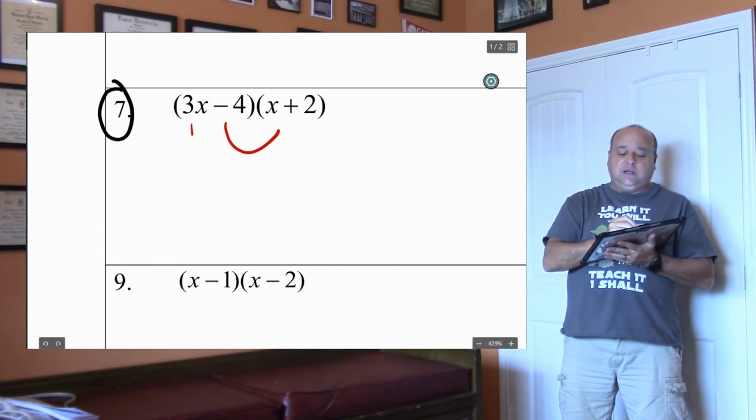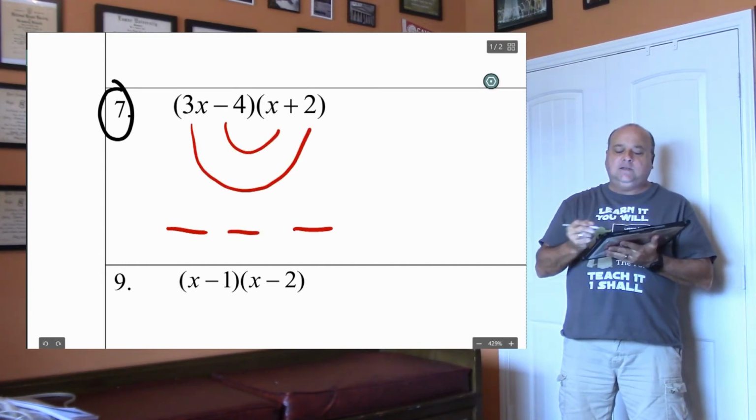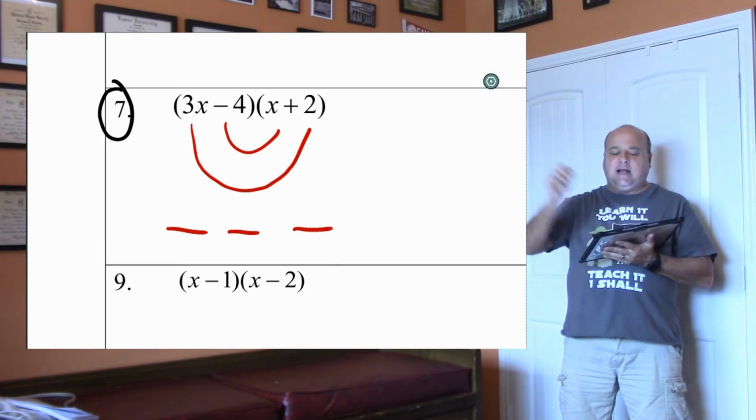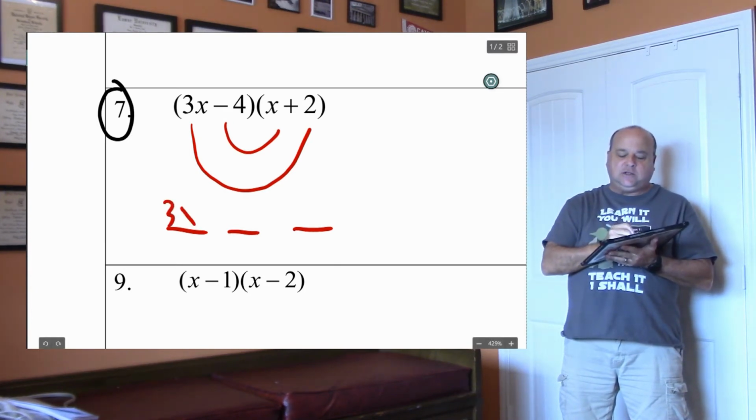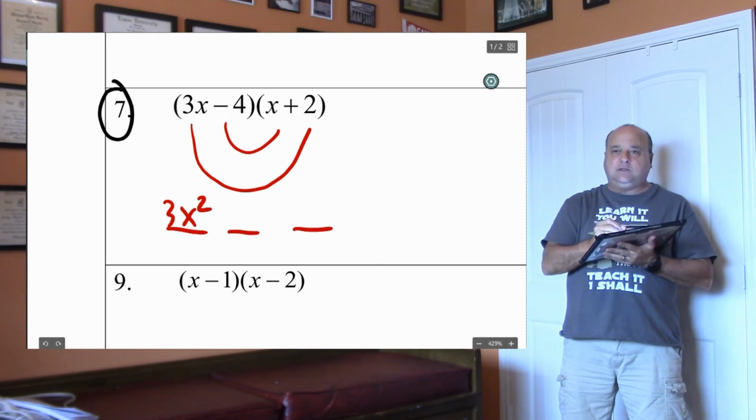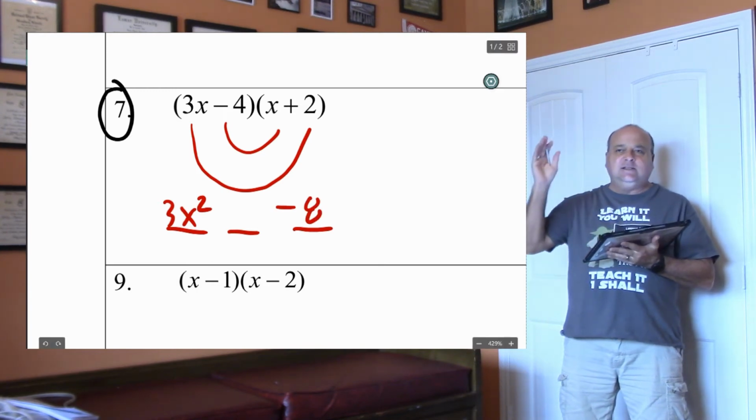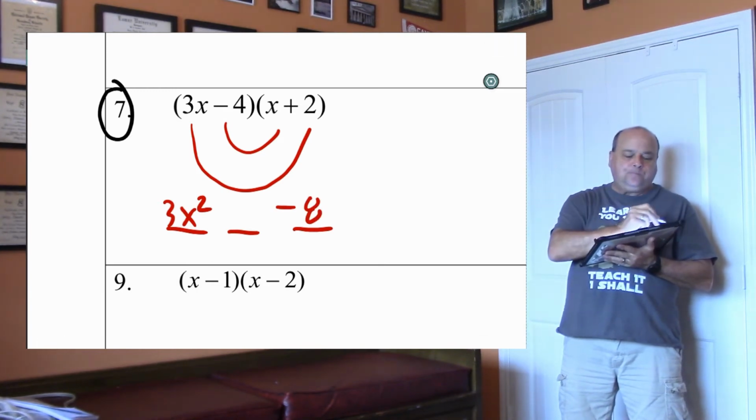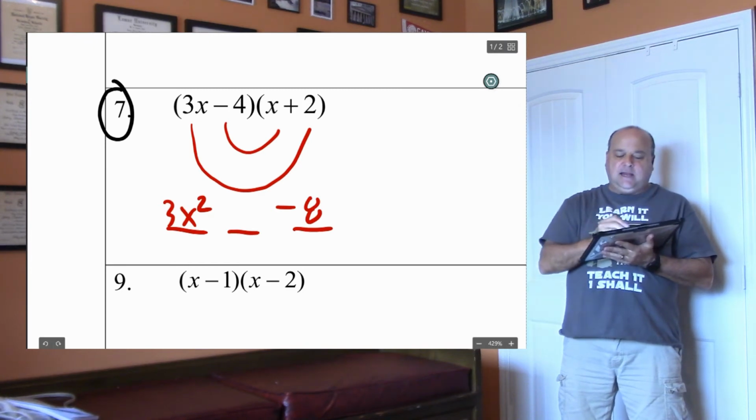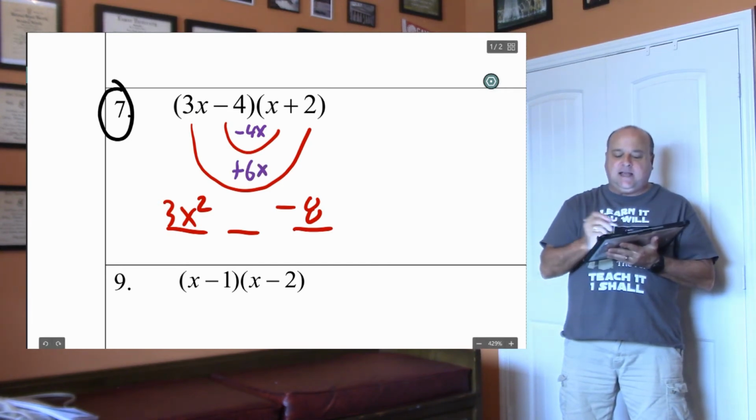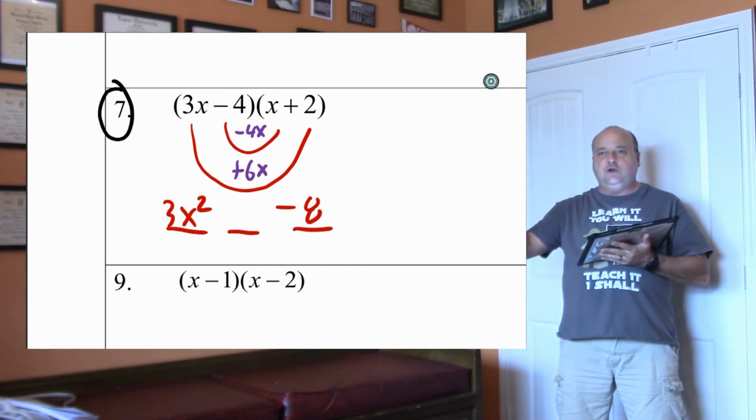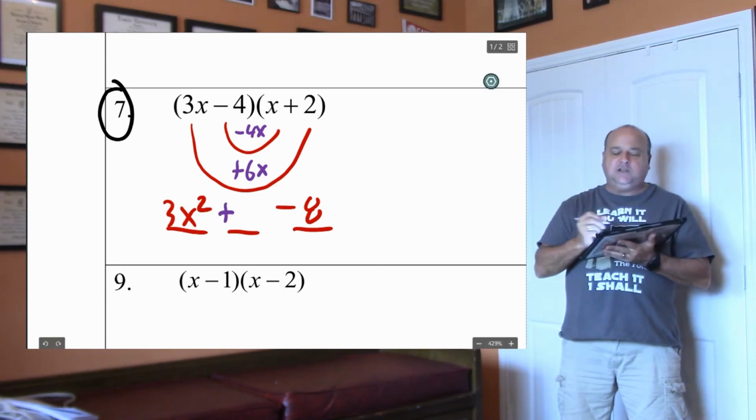Draw your parentheses, draw your 3 blanks, and then the first and then the last. So 3x times x is 3x squared. A -4 times a +2 is a -8. This is 6th grade integer math. Now then, let's get the arches. So -4 times x is a -4x. 3x times a +2 would be a +6x. You got more 6's than you do 4's, so the sign of plus drops.